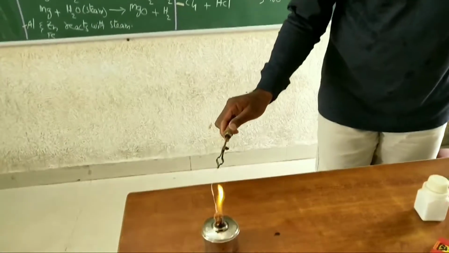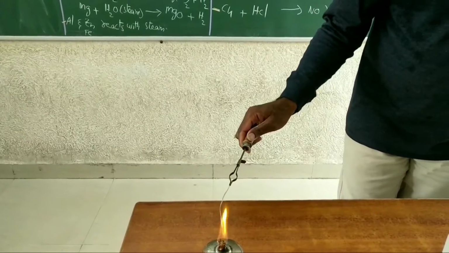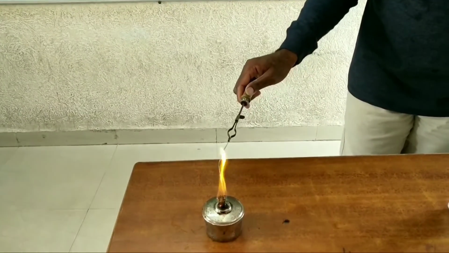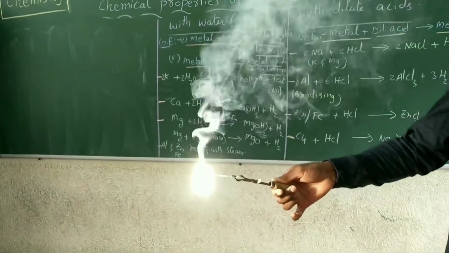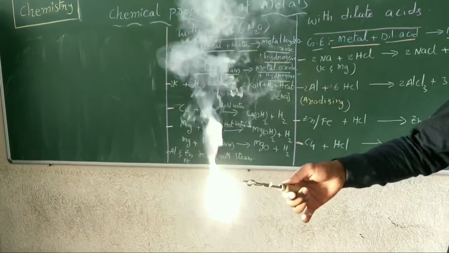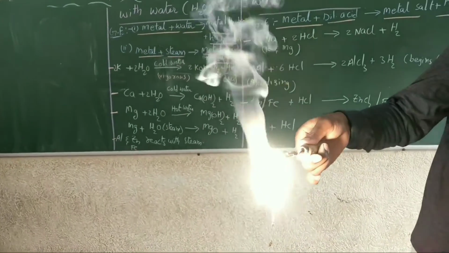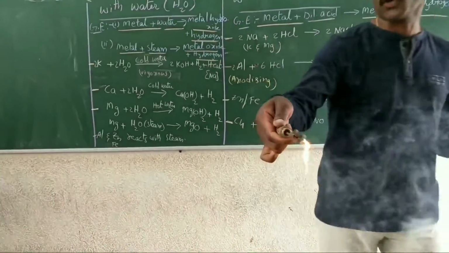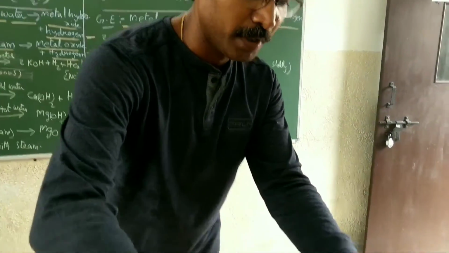Now, let us see how it catches a flame. Magnesium generally won't burn directly and won't react with the oxygen that easily unless it is heated. See the flame, but don't look at the flame directly with your naked eye. It is not good. The magnesium burnt and produced magnesium oxide, and this ash I am collecting into a test tube here.